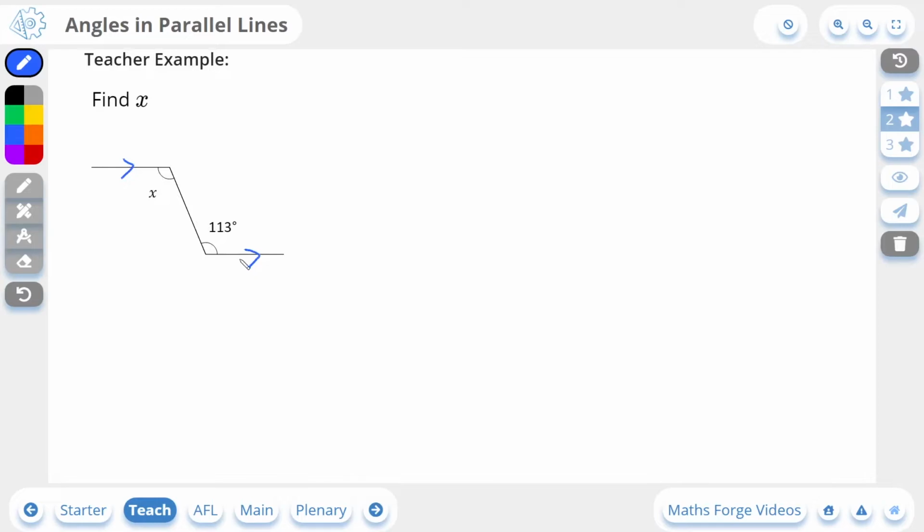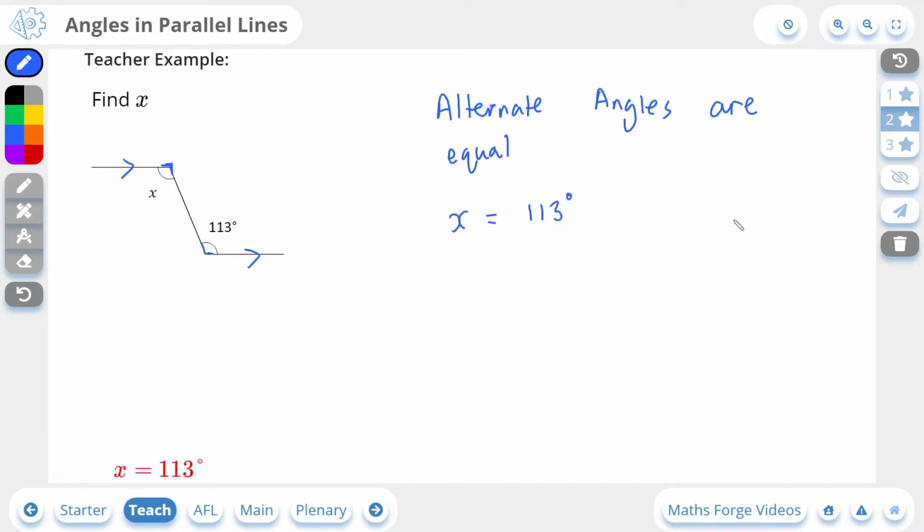Here we have our parallel lines and then a third line connecting them. So in this case, the angles, if you actually look at the corners of the angles, are pointing in the opposite direction. If you ever have a case where you have two angles in different locations and their corners here are pointing in opposite directions, then their name is alternate angles. And you can think of this as the angles are facing in an alternative direction. Now, alternate angles are equal to each other. And so therefore we can say that x is equal to 113 degrees. So if we check our answer, there it is.